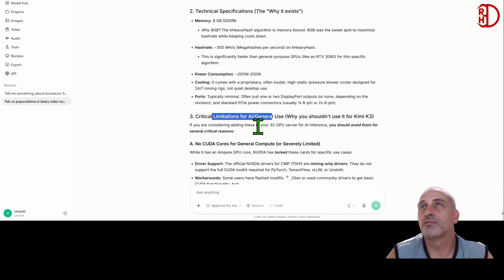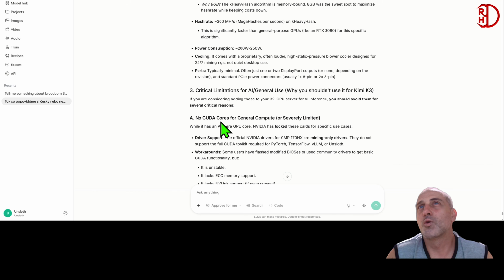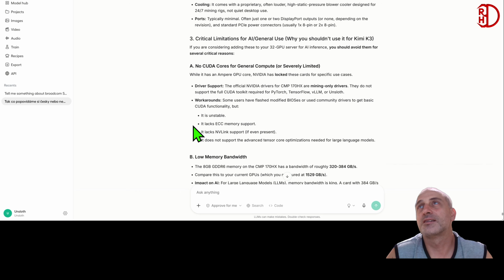Critical limitation for AI general use. Why shouldn't you use it for Qwen3? If you are considering adding these to your 32 GPU server, you should avoid them. Several reasons. No CUDA cores, no general compute. Yeah, that's what we have actually solved. It lacks ECC memory support.